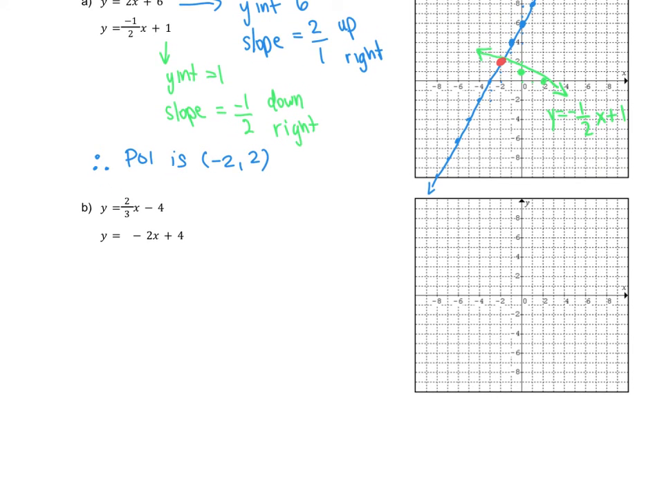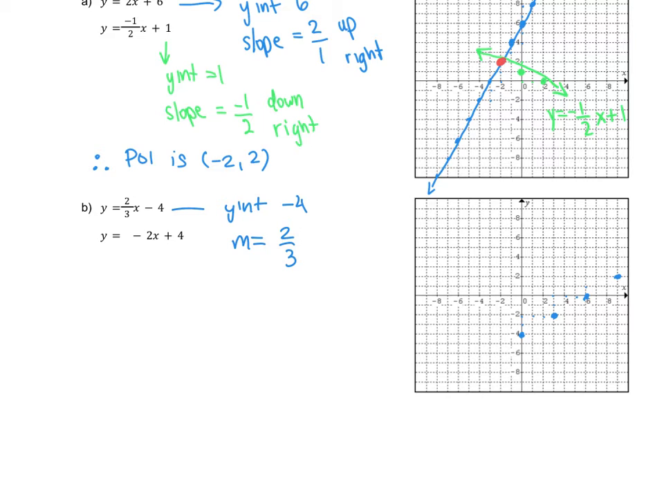All right, let's try another one. So my first line has a y-intercept of -4. So make sure you're in the negative section of the y-axis. And our slope, m, is 2/3. They're both positive, so I'm going to go up 2, right 3.